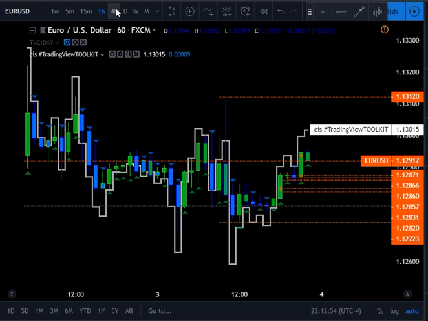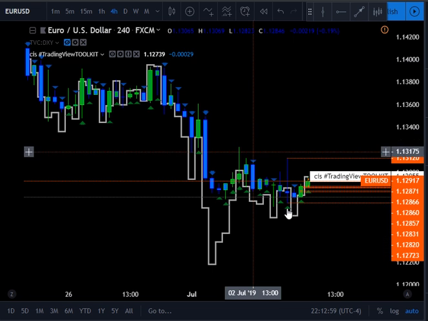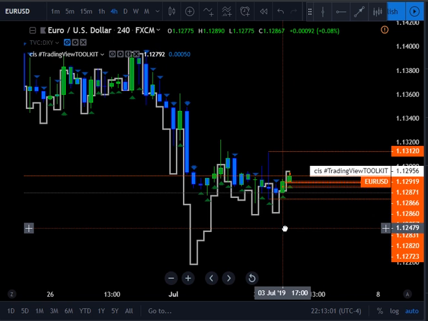Quick look at the 4-hour, just to see where it is on its algorithm step. It went right up to it, hit it, came back down.